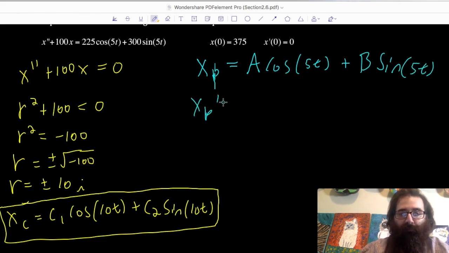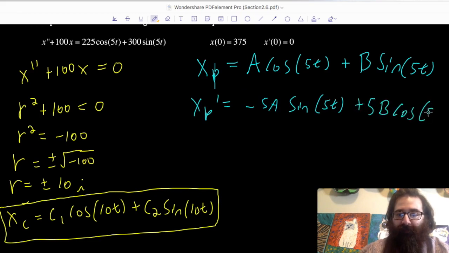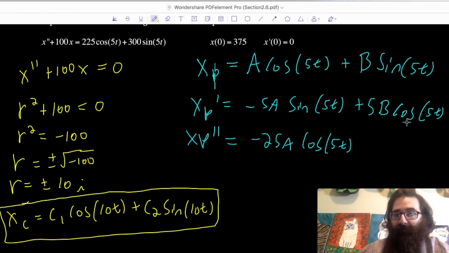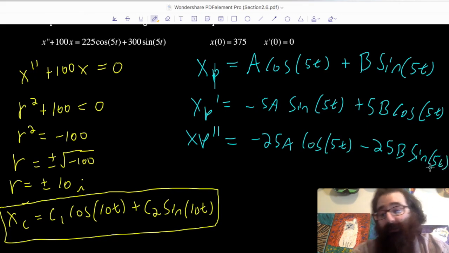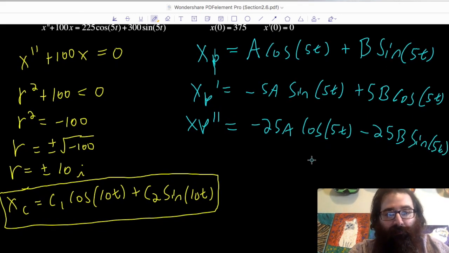So the first order derivative gives me negative 5a sine 5t through chain rule, and then plus 5b cosine 5t. We do chain rule one more time to find the second derivative. This is going to give me a negative 25a cosine 5t. And then here I'm going to get a negative 25b sine 5t. Just a bit of chain rule. Differentiate a lot of cosines and sines in the course, that's for sure.